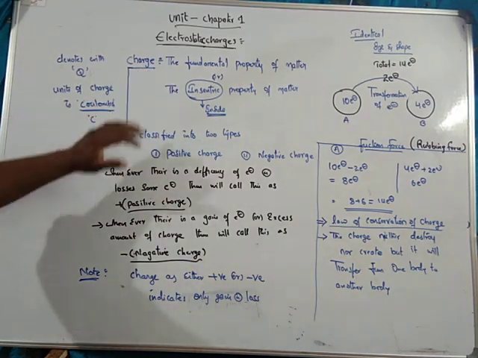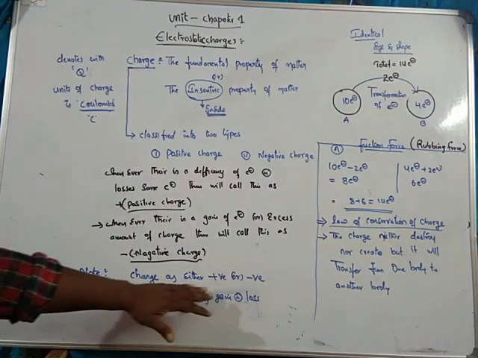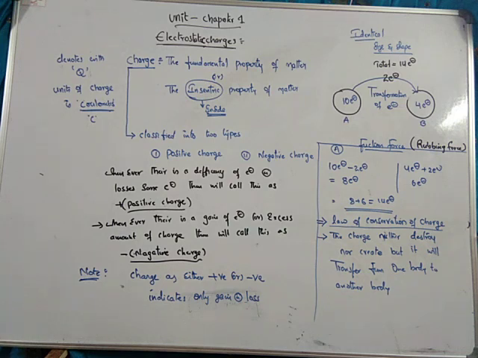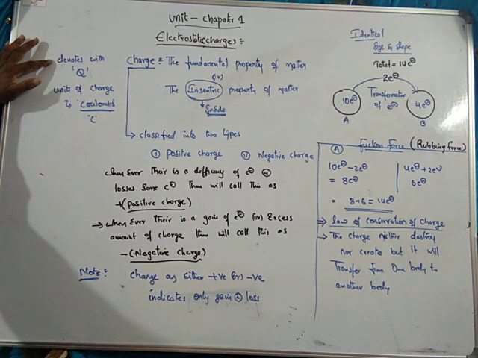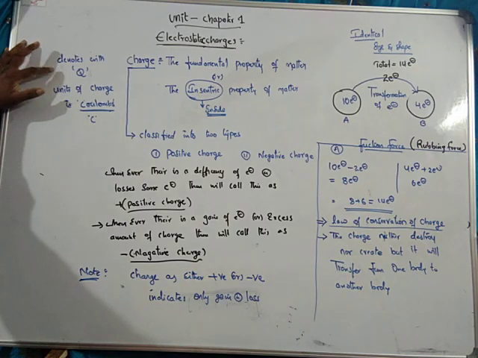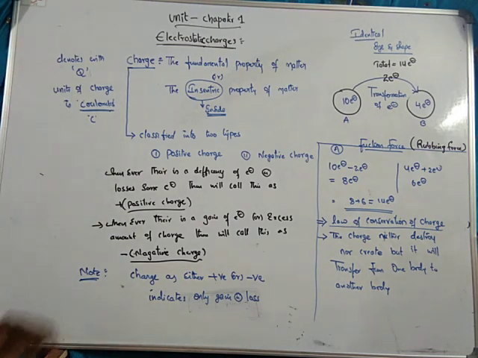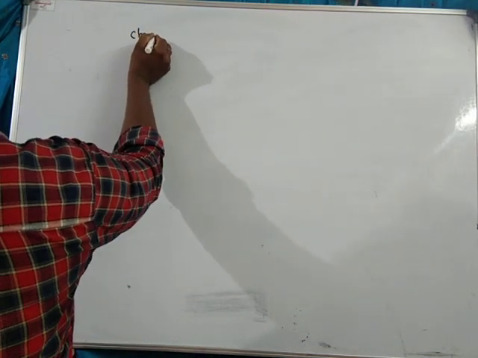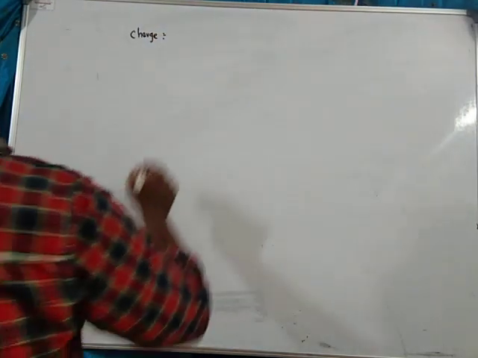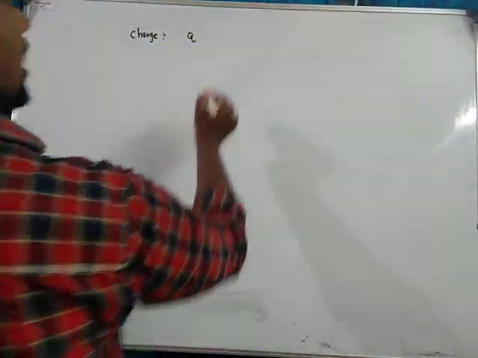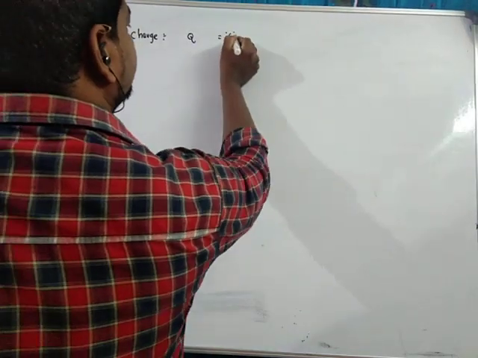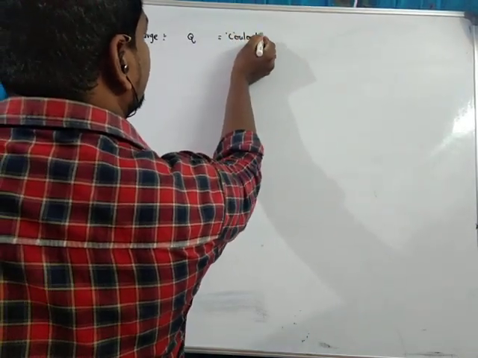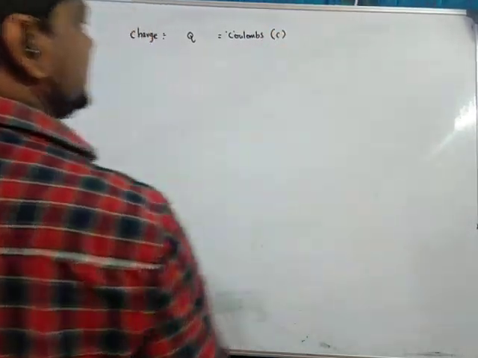So already we defined the charge and the types of charges, and we gave a note: it's either positive or negative, and it indicates only the gain or loss. As for its units, charge is denoted with capital Q, and the unit of charge is the coulomb, denoted with C. So we define the charge: charge is an intrinsic property of matter, denoted with Q, and its unit is the coulomb, denoted with C.